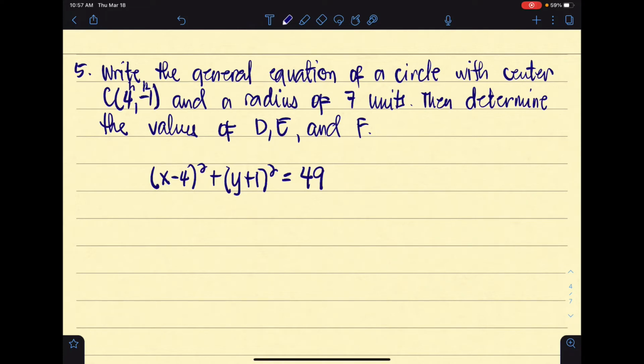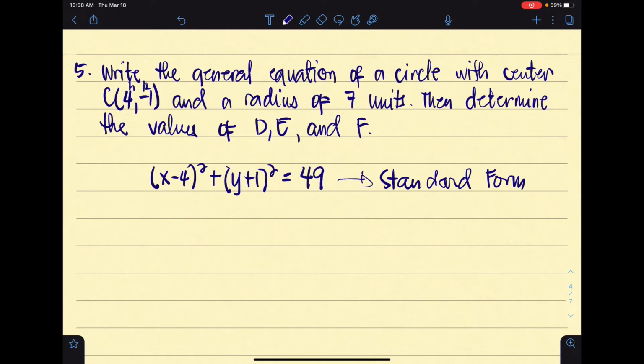Again, where the 49 comes from is actually from 7 squared, from our previous example. This is our standard form. Take note, this is our standard form of the equation of a circle. Standard form, but that is not what is required in this item because you are going to give the general form. From standard form, we are going to transform it to general form.